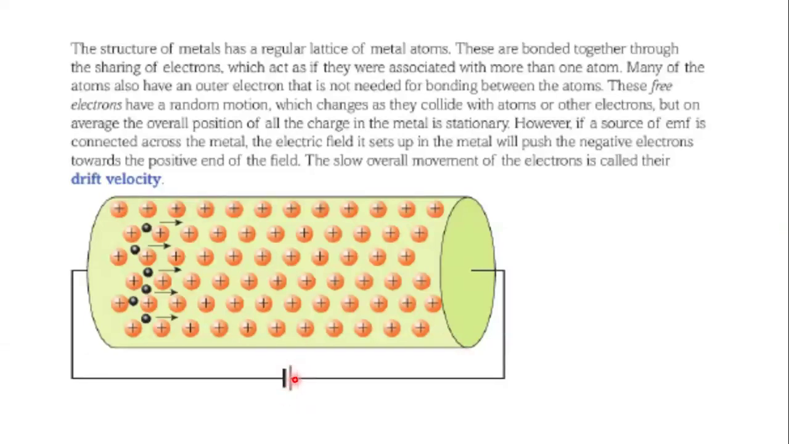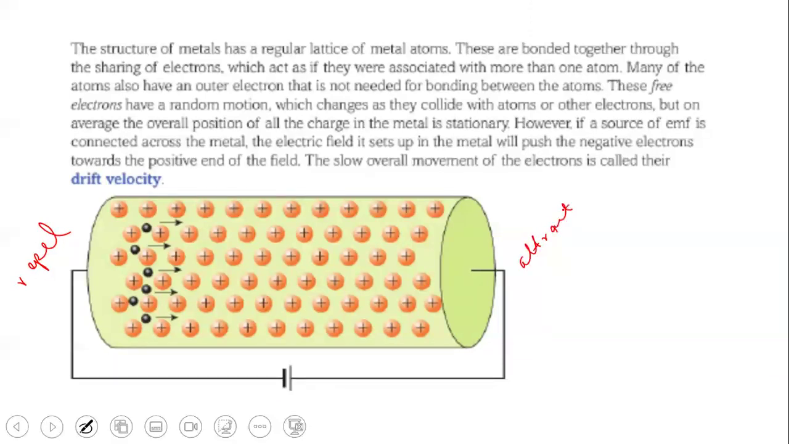Whenever we connect it to a power supply, this is my piece of wire that I have connected to a battery. This battery is connected to the negative terminal and the positive terminal. Now, the negative terminal of the battery is going to repel these electrons. The positive terminal of the battery is going to be attracting these electrons, right? The negative terminal of the battery will repel the electrons. The positive terminal of the battery is going to attract the electrons.